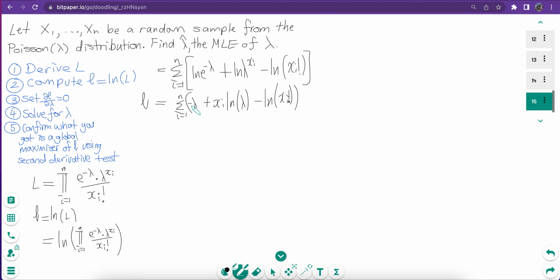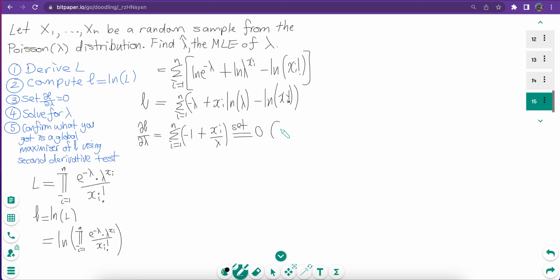Now what we can do is take the derivative with respect to lambda. So let's find del L on del lambda. Differentiating each of these terms, we get the sum from i equals 1 to n. The derivative of the first term with respect to lambda is negative 1. The derivative of the second term with respect to lambda is x sub i over lambda, using just log differentiation rules. And the derivative of the last term with respect to lambda is actually just 0. And so what we do is we set this equal to 0 for stationary points.